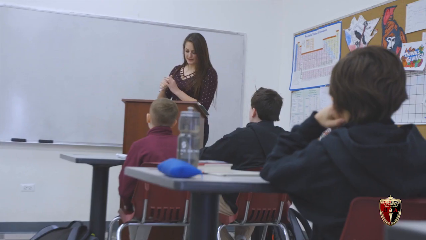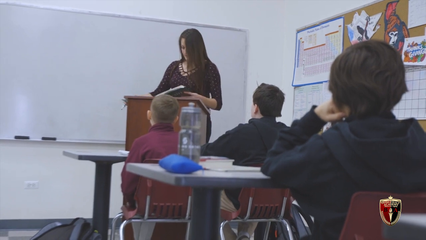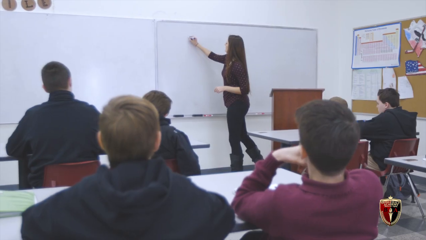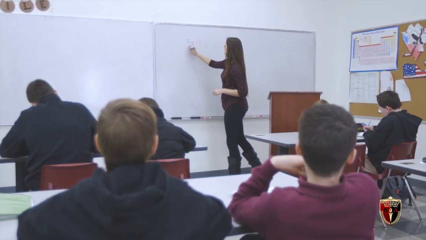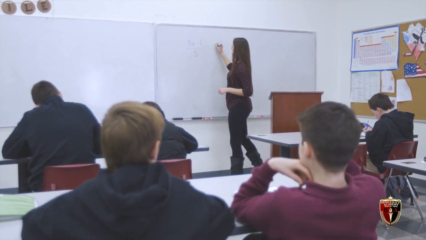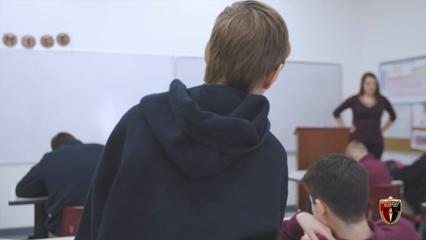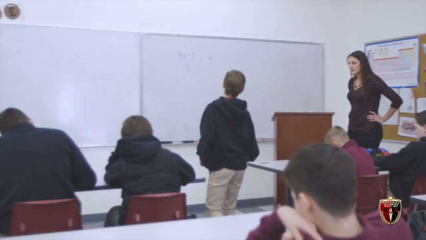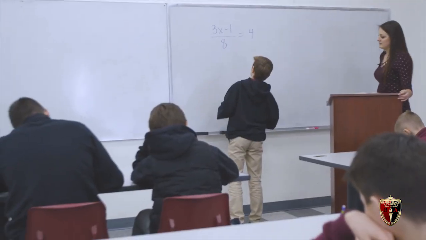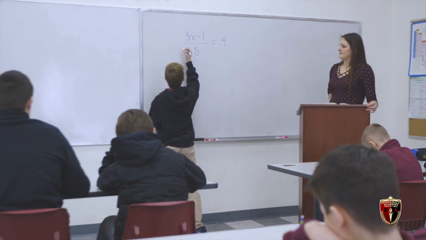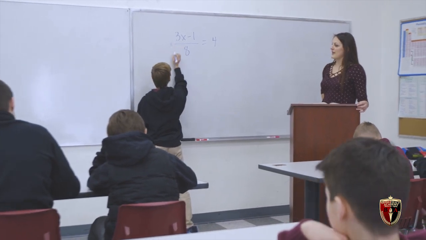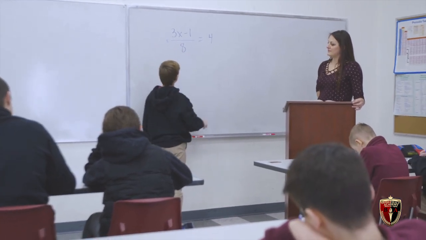All right, so I'm going to put a problem on the board. Okay, we'll just warm up with this one: 3x minus 1 over 8 equals 4. Jerry, when you have a chance, do just the first step. So you multiply it by 8. Good. And why are you multiplying by 8? Because a fraction means divide.